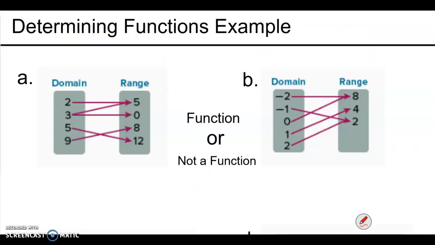When we have a mapping diagram here, this is a perfect visual representation of that. So remember, my domain is my x's, my range is my y's. My 2 is only going to my 5.